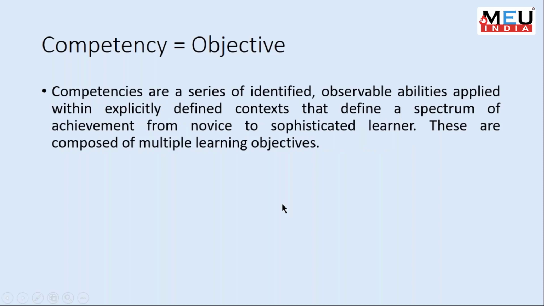So competencies are a series of identified observable abilities applied within explicitly defined contexts that define a spectrum of achievement from novice to sophisticated learner. We'll also see what this means, novice to sophisticated learner. But remember one thing, that competency includes multiple learning objectives, right? And those can be of different domains.